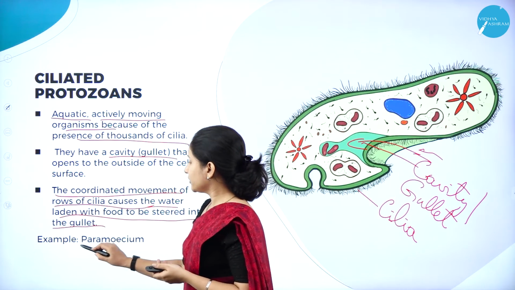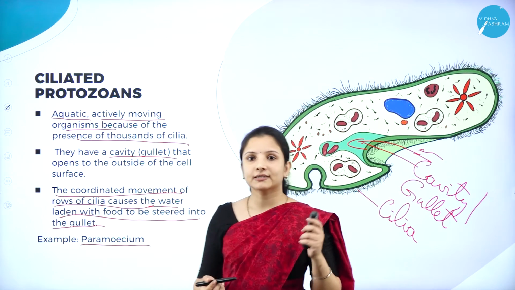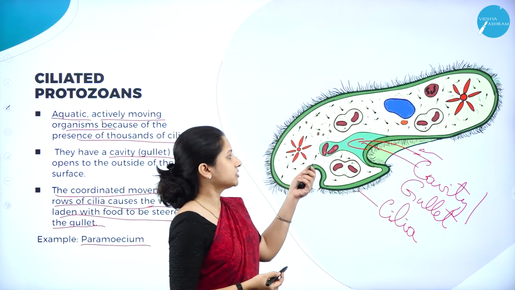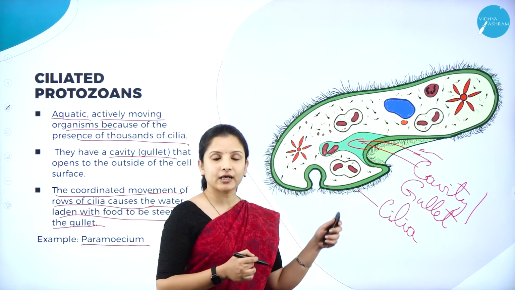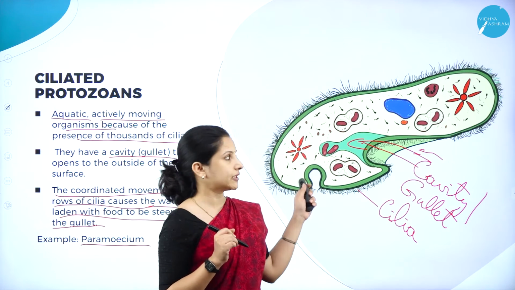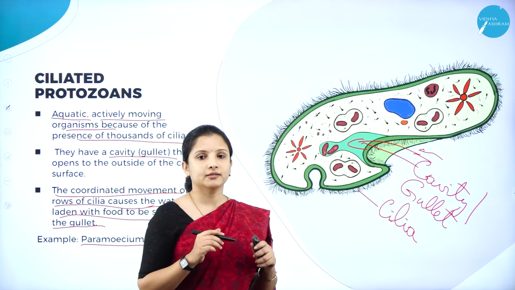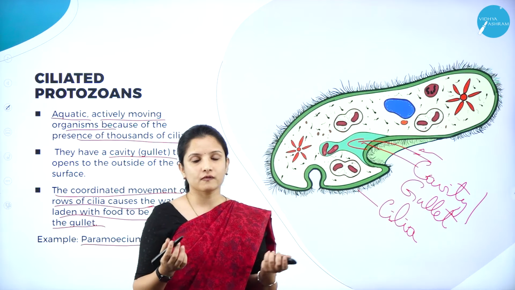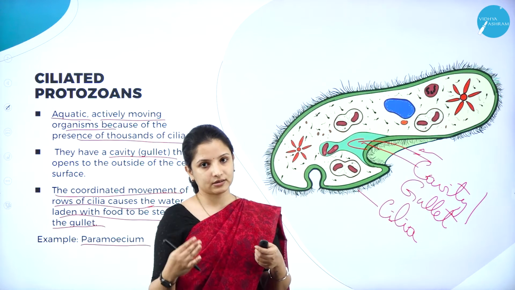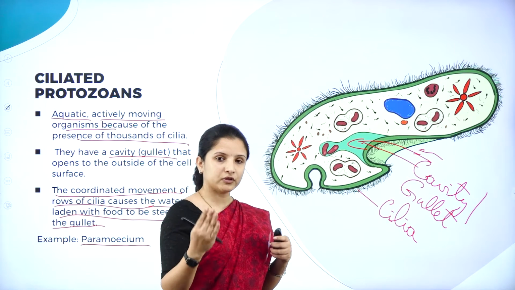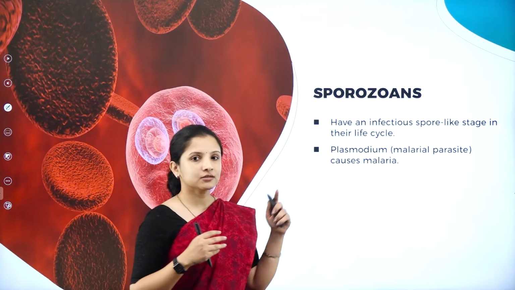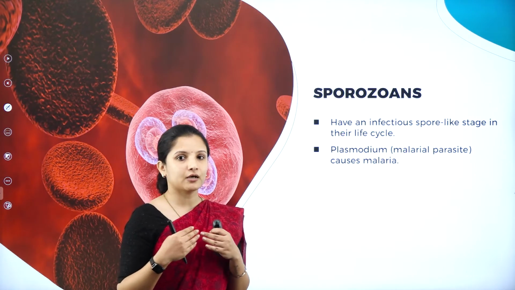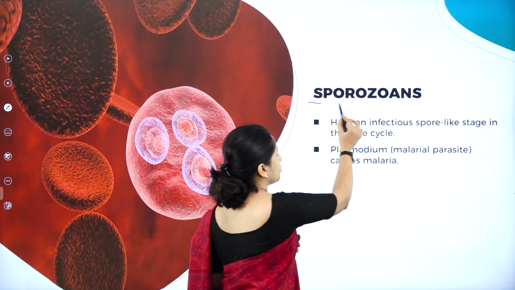So the best example for ciliated protozoan is the paramecium. Paramecium is one of the best examples. So cilia and cavity or gullet are the main organs present in this particular organism. They are heterotrophs. They depend on other organisms for their food. So the food enters through the gullet or the cavity. Next we'll talk about one more Protista group, that is the sporozoans.